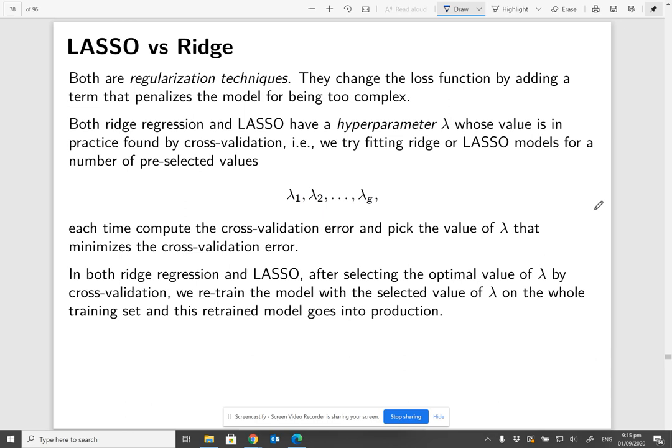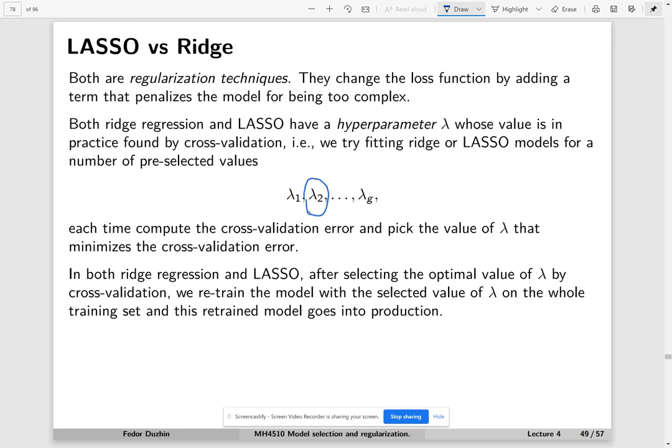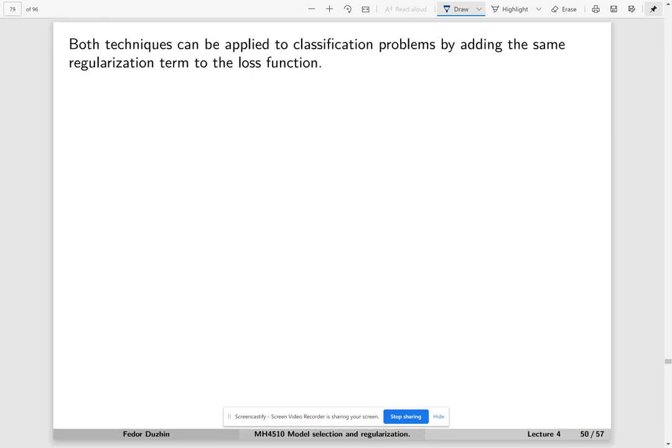In both models, after we found the optimal value of lambda by cross-validation, we retrain the model with the selected value of lambda on the whole training set. Recall that if we use 5-fold cross-validation, it means that we're going to train 5 models. Each of them is trained on 4/5 of our training data. So in the end, once we pick the optimal value of lambda, we retrain on the whole training data. Both techniques can be applied to classification problems.